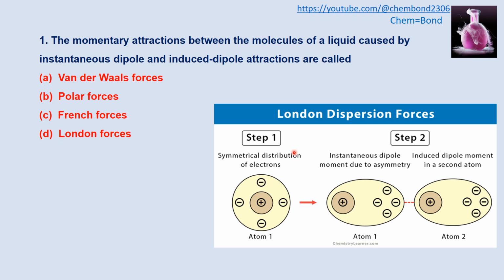So the London forces are the forces of attraction that are momentary and that are present between the instantaneous dipole and induced dipole. The instantaneous dipole that is produced by the uneven distribution of the electrons and positive charge of the nucleus will induce the dipole in the second atom. So the momentary attraction between the positive part of one atom and the negative part of the other atom is known as London forces.